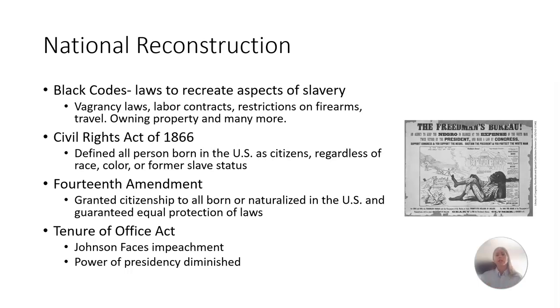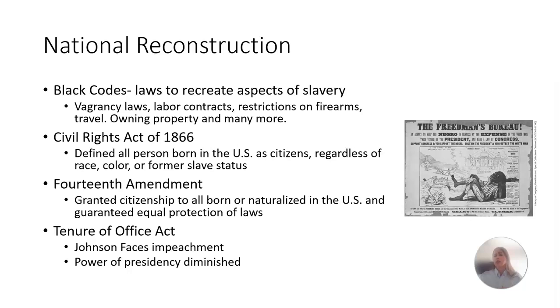So there are some vagrancy laws in, I believe, the state of Mississippi, for example, and you can Google this on your own. You had to prove, if you were a freed person, that you were employed. When did we start having to prove employment for anyone? Labor contracts had to be signed, labor contracts to kind of keep you in low paying jobs.